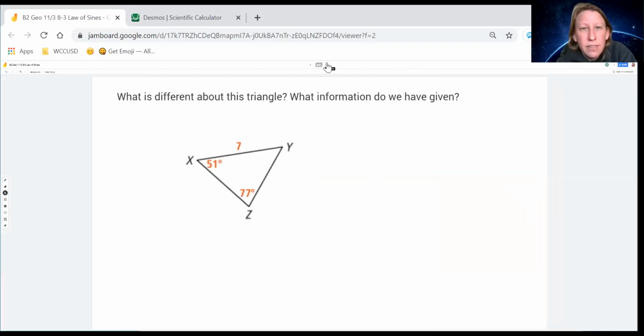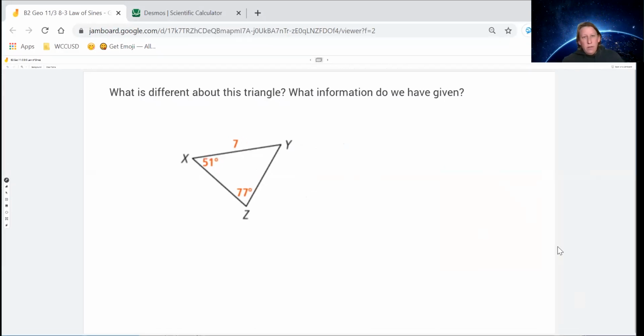Okay, what is different about this triangle? And what do you think we're going to try to do with it? What do you see here? I see two angles and a side. What could we solve on this? Could we find this third angle? Sure. And add these two up and take away from 180.